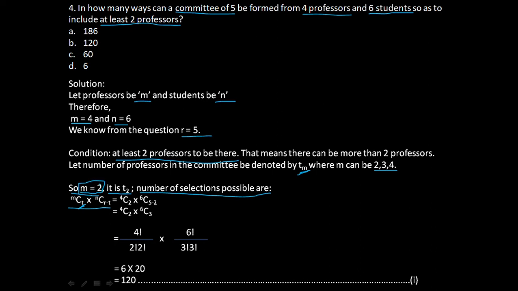M is actually 4, so we can actually write this as T. When T is 2, we can consider it as T2. Okay, so M remains 4. T মানে how many professors minimum should be there? 3. Okay, then NCRT. NC কি? N হলো number of students. R is the total number in the committee.